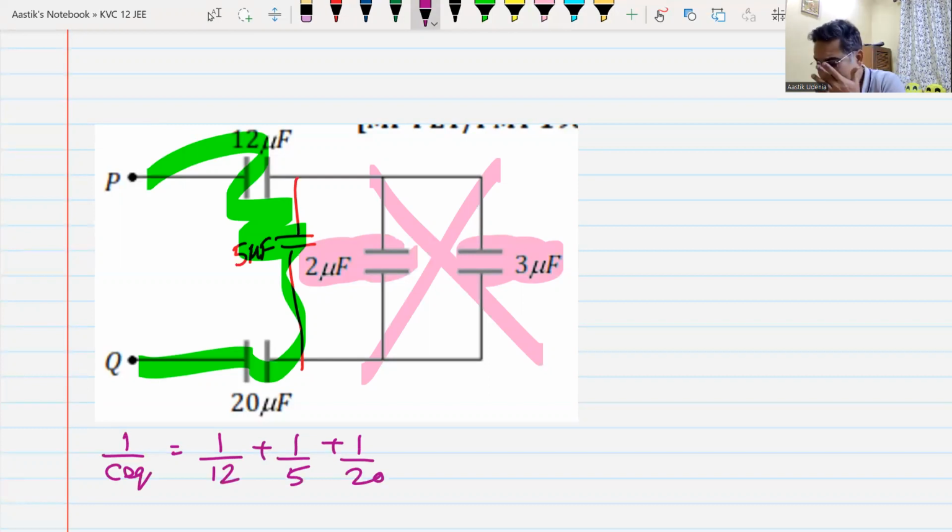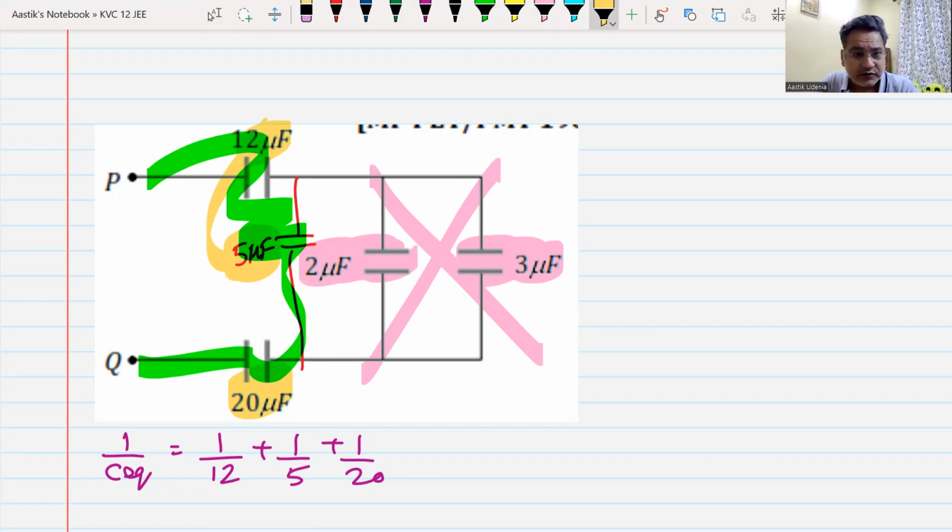You could do it this way, or you could do it in a different way. You can look at this 5 and 20. First, you can find the effective capacitance of 5 and 20. 5 into 20 divided by 5 plus 20, you will get 4. Then once you get this 4, you can find out the equivalent capacitance between 4 and 12. 4 into 12 divided by 4 plus 12, you will get 3. No matter how you do it, you will always end up with the same answer. Do we understand this? Yes or no? Yes, sir.